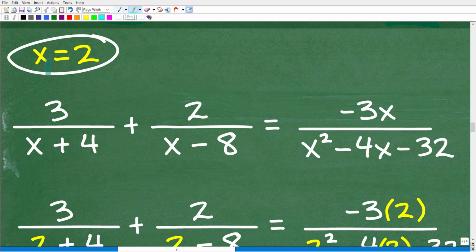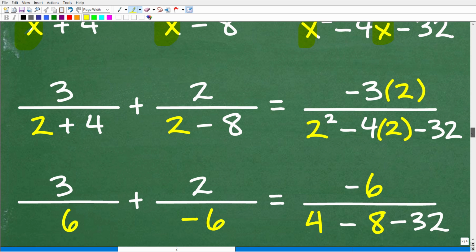And so what we're going to do now, if you've already gotten this far into the problem, well, let's make sure or check to see if this is the right answer. So we're going to take this x equal to 2, and we're going to place all these x's here with 2, and then we're going to check to see how this turns out. Okay, we're looking to see if the left-hand side is equal to the right-hand side. Let's go ahead and plug in a 2.